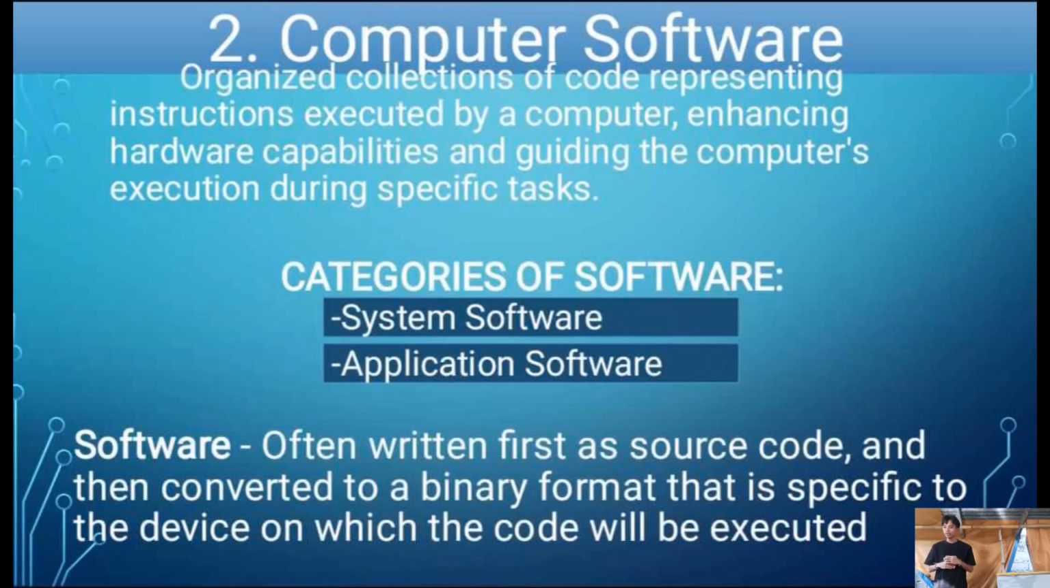Computer software is a generic term for organized collections of code representing instructions executed by a computer. Software is often written first as source code and then converted to a binary format that is specific to the device on which the code will be executed.